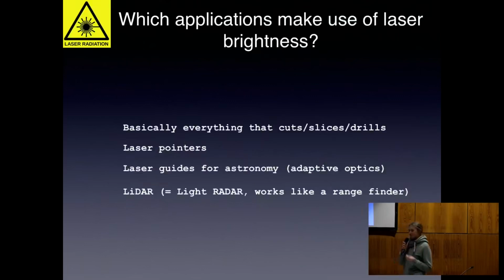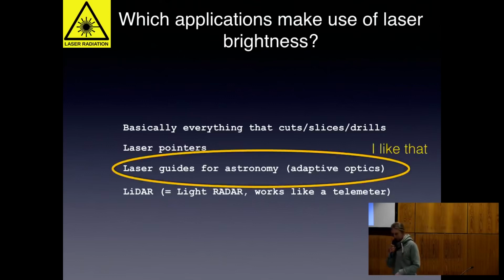Now, which applications make use of this laser brightness? Everything that cuts, slices, drills is going to make use of this brightness. You can concentrate a lot of oomph, a lot of energy in a very small space, which means that you can make very precise cuts. So there are laser pointers, of course. There are laser guide stars for astronomy and LiDAR, which is light radar. I'm going to talk a little bit more in detail about one of these applications, laser guide stars for astronomy, because I find that they're way cool.